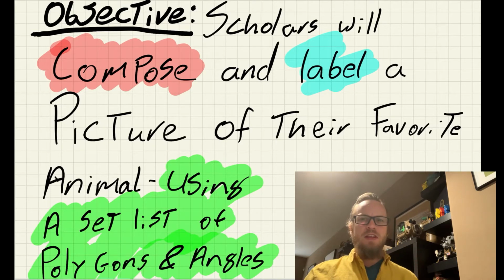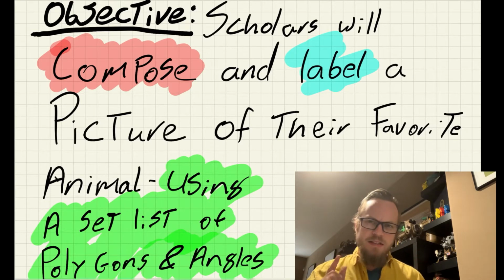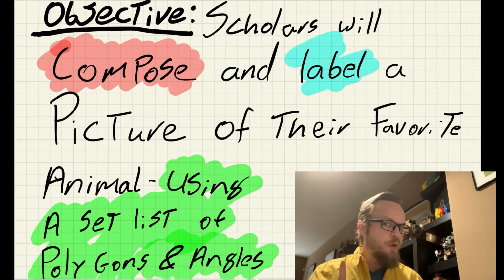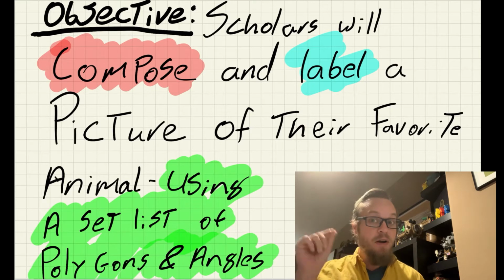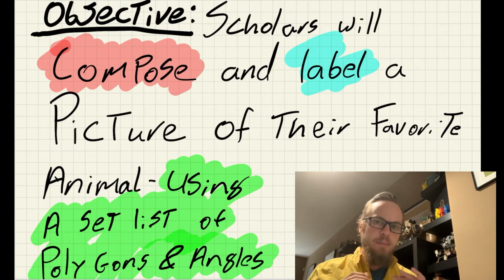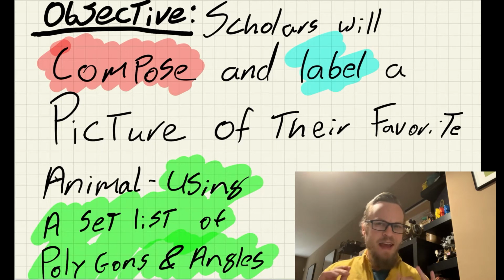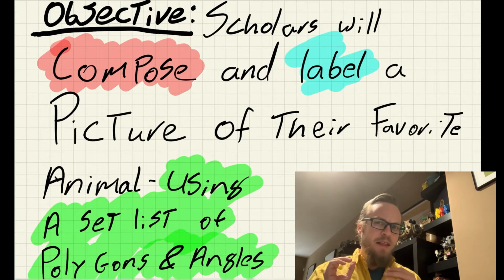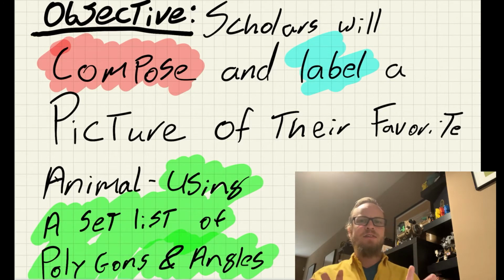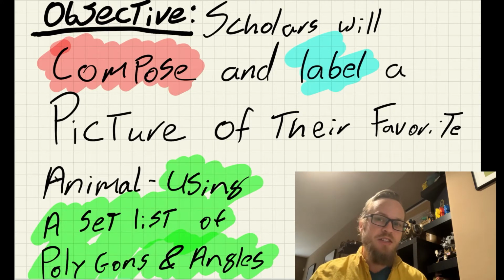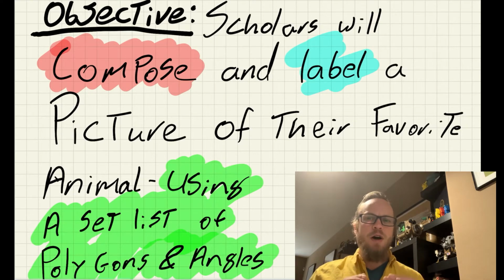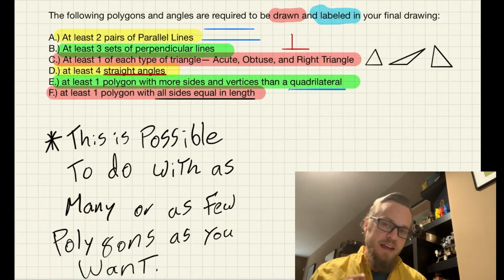Well, that's easy. Your objective today is scholars will compose, or draw and label, this is the important part, you need to mark what you have in your drawing, a picture of your favorite animal using a set of polygons and angles. So this might change up your drawing style, be very geometric in shape. There are a set of polygons and angles that I want you to include in your drawing. So let's get to that list.